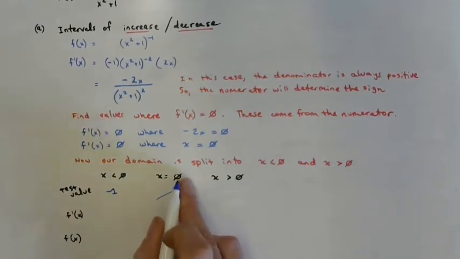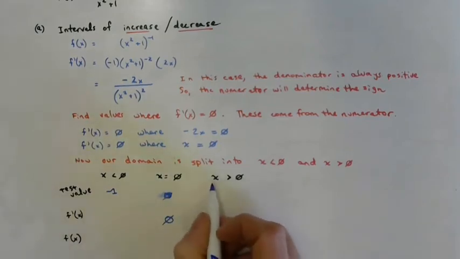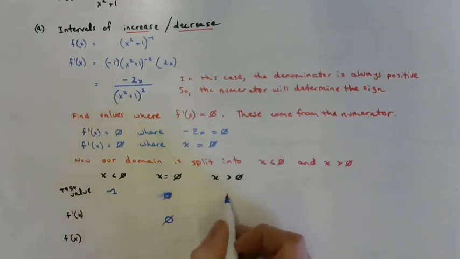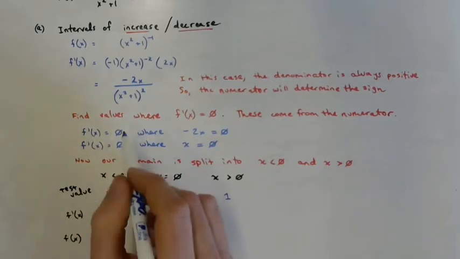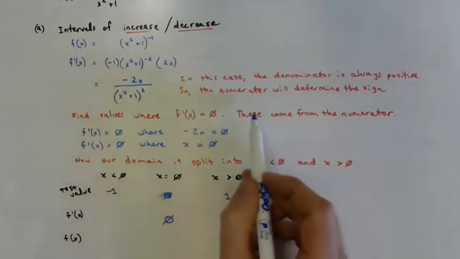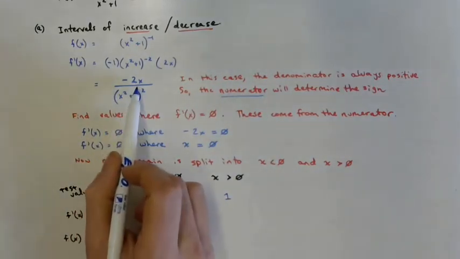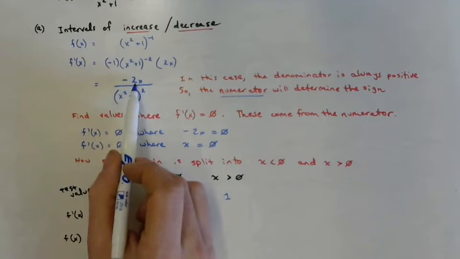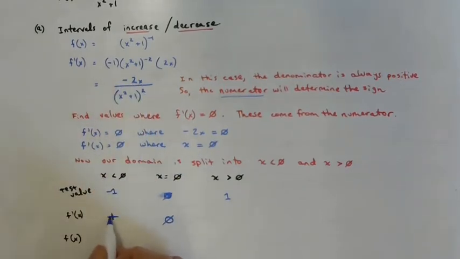Test value here is just 0. But we know that this, anyway, we'll get to it. It is one of our zeros, so this one is 0 as well. And x is greater than 0. Test value could be 1. And all we're doing is figuring out the sign of the whole function, which is really just, we only have to look at the numerator, we said in this case. So I'm going to look at the numerator. I'm going to put negative 1 in here. Negative 1 times negative 2 is positive 2. Okay, so the sign here is positive.